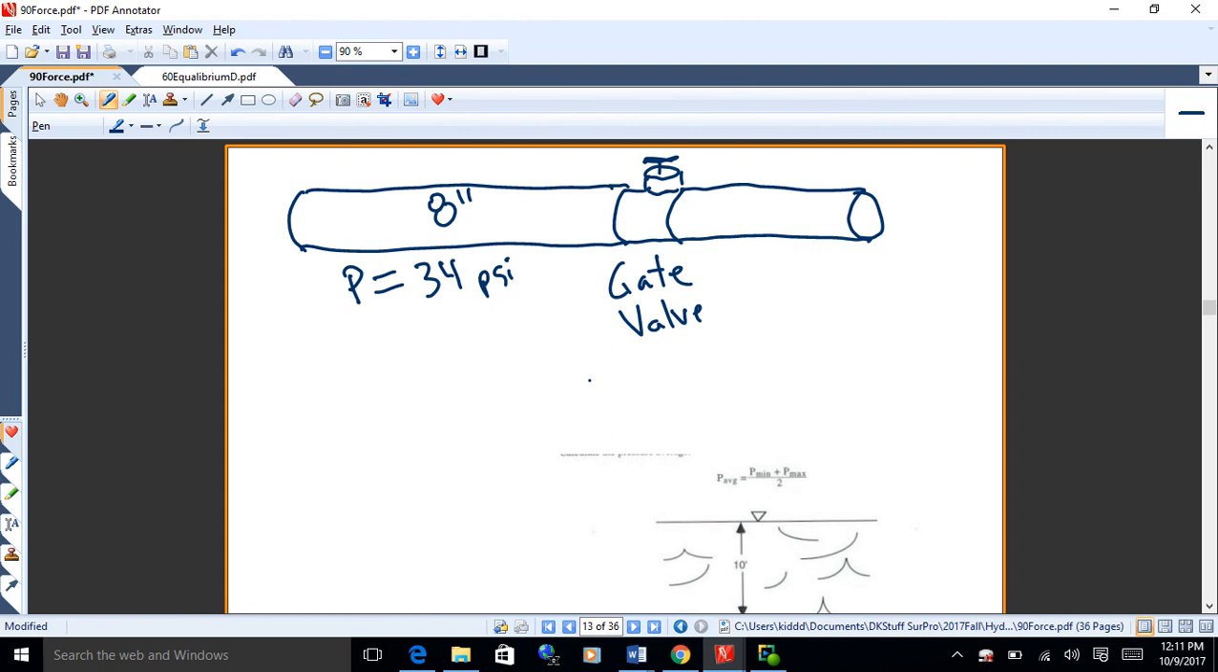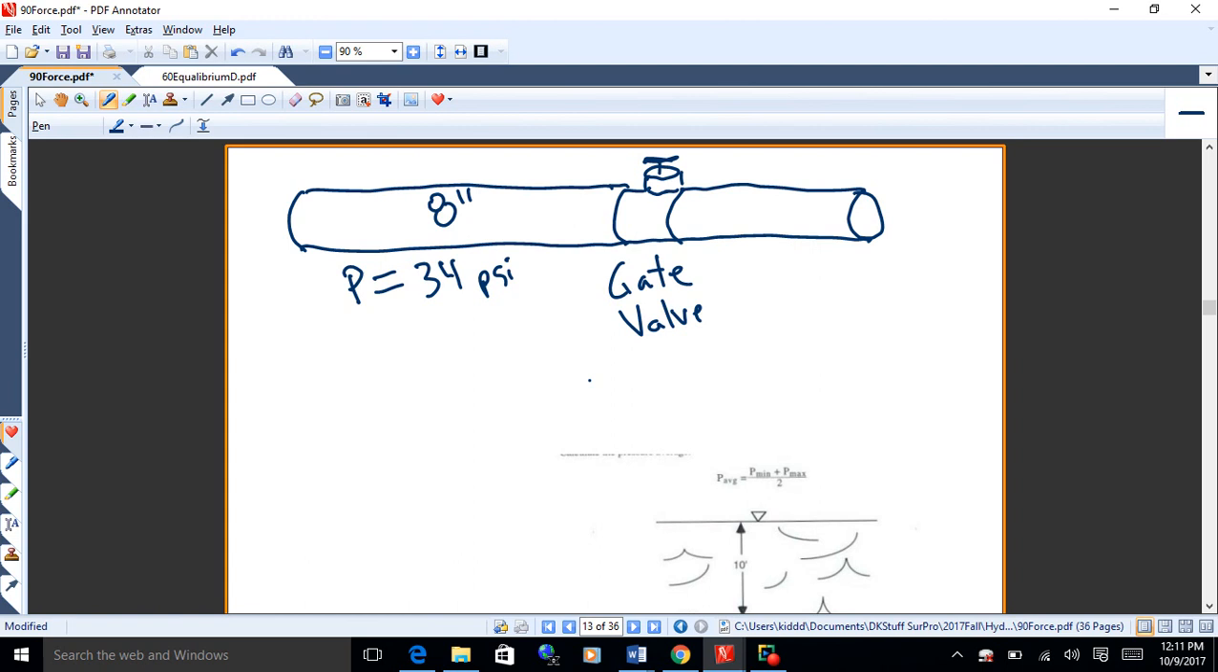It's basically a size thing. It's 8 inch or below gates, generally 10 inch, 12 inch and above butterfly. Gates get really expensive when they get big. Butterflies are cheaper when they're big. The disadvantage is you got this thing in the middle of the main now.